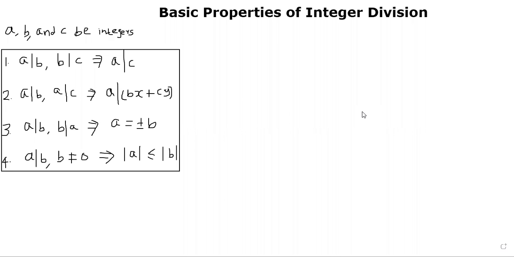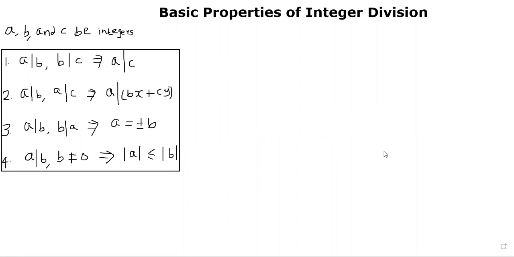Hello, welcome back. In this segment, I will prove some elementary properties of integer division. Let us assume A, B, and C are integers. They can be positive, negative, zero. We don't make any assumption. They are just integers. The first property is that if A divides B and B divides C, then A divides C.